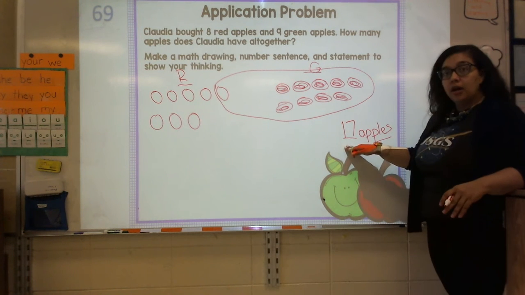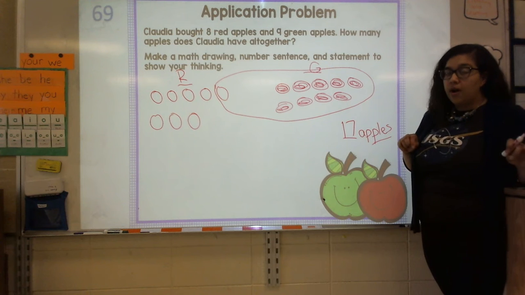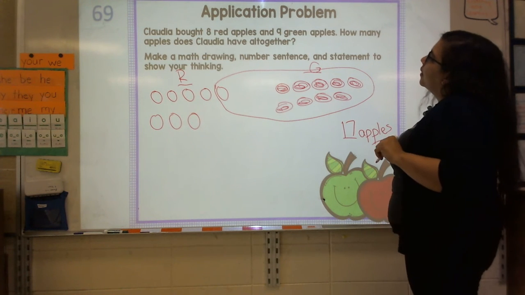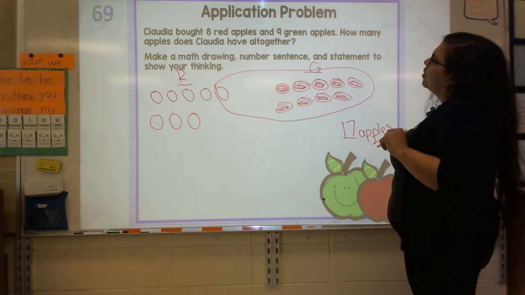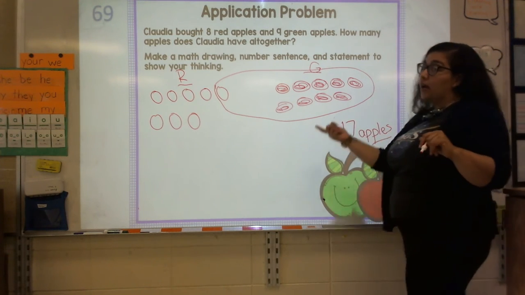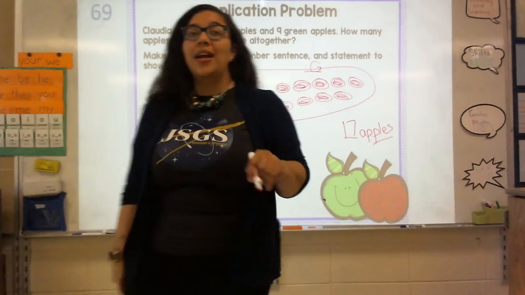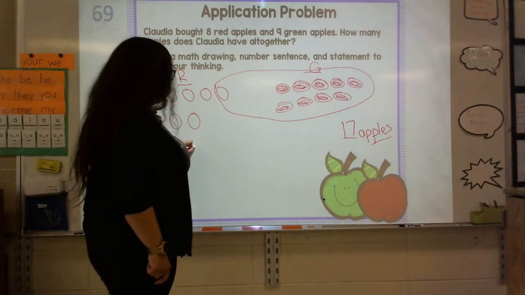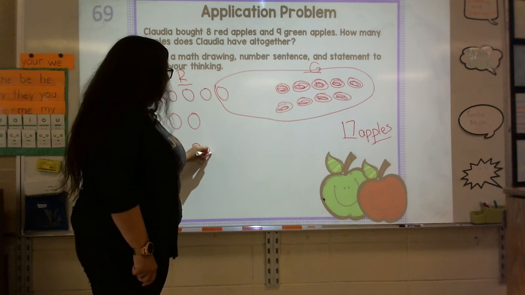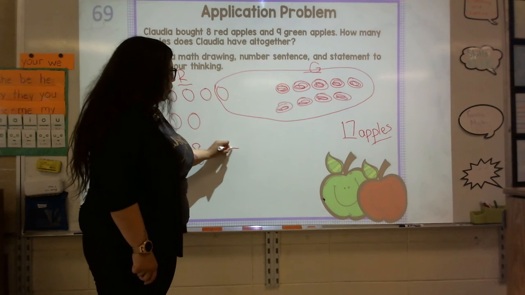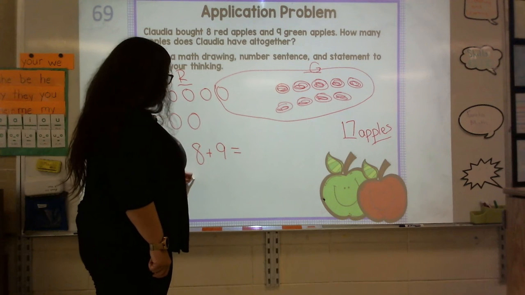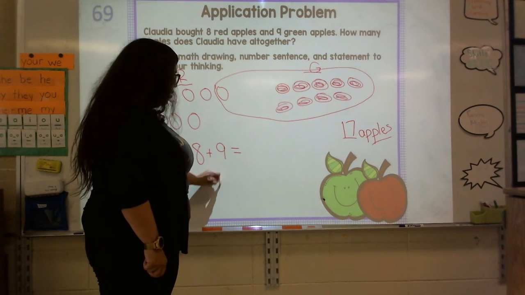That is the number and the word. It's a word problem, and a word problem with a word answer is wrong. All right, so we have a drawing, we have a statement. We don't have a number sentence. Let's write number sentences to match the problem and to match what we did. Well, we had 8 plus 9 was equal to, we found 17. But the way we solved the problem was actually 7 plus 10.